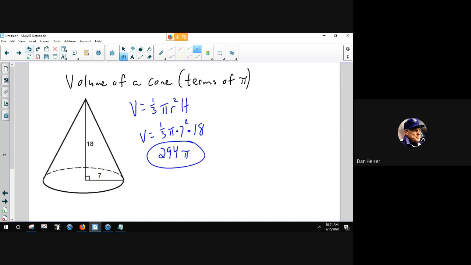If you require a unit, because you can't sleep at night, you can put a u cubed there, just to create a generic unit. I typically leave that off. 294 pi, the units cubed then is implied. So that is volume of a pyramid, volume of a cone.